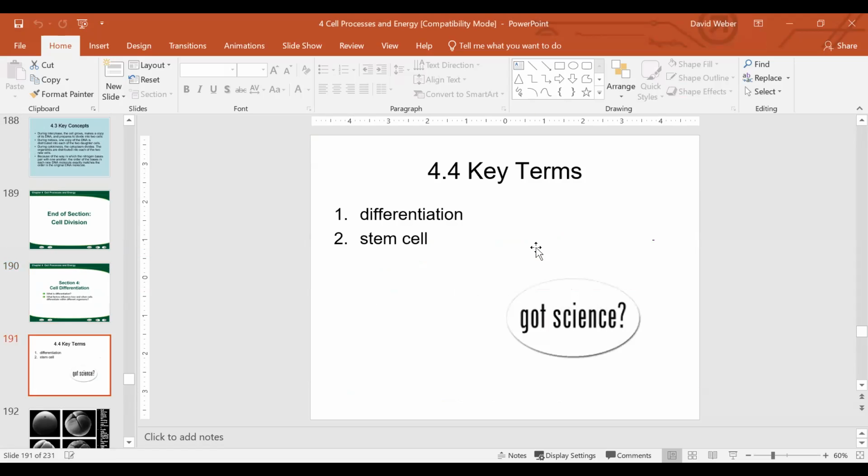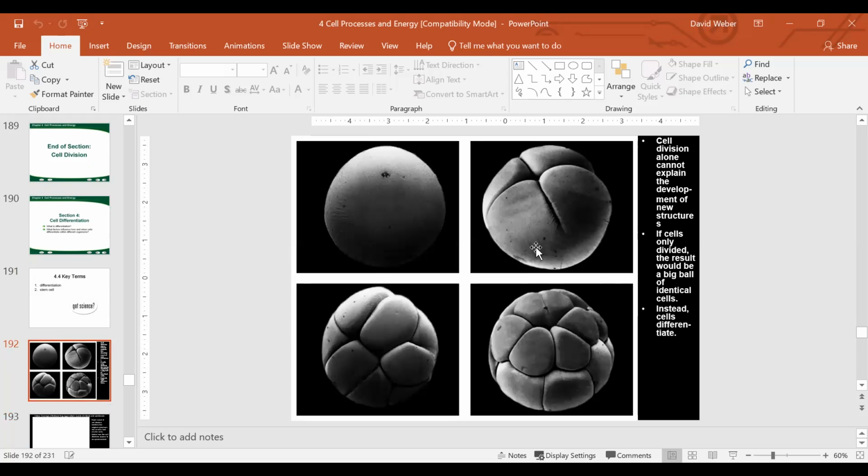Okay, so there's two keywords for this, so it's not too bad. We have differentiation and then stem cell. Now, if you paid attention to my 4.3 lecture, I did talk about stem cells just briefly. That's a really cool cell that scientists are researching. How can we make it like a super cell to combat cancer and other diseases that are debilitating for many people across the world?